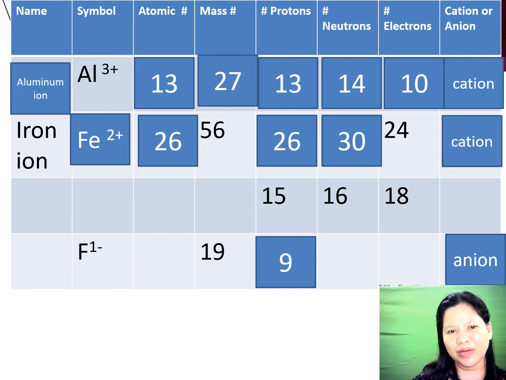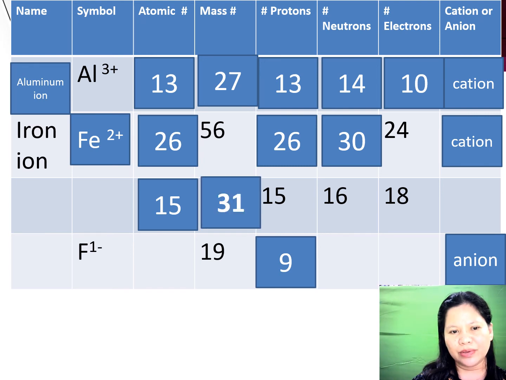Okay, next example. The protons is 15, neutron is 16, electrons is 18. So what will be the atomic number? It is 15. Can we now get the mass? Yes, we can. Just add protons plus neutrons. That gives you 31.